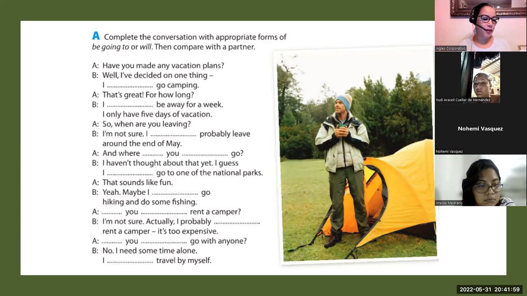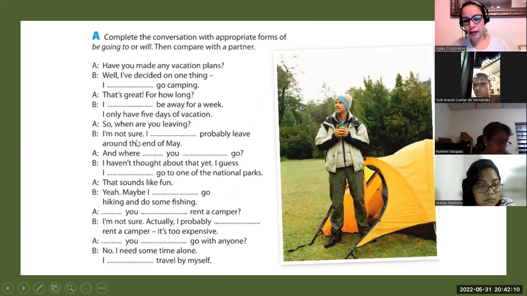So let's try to complete the rest in your notebook, please. And then we're going to check. Vamos a hacer así en la sección principal para hacerlo juntos más fácil y más rápido. If you have any question, I'm going to be here.